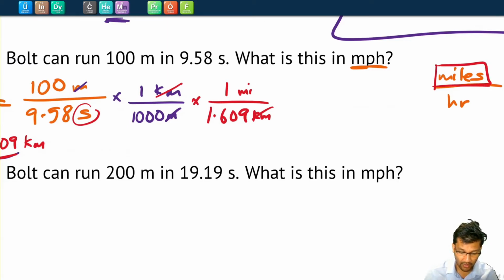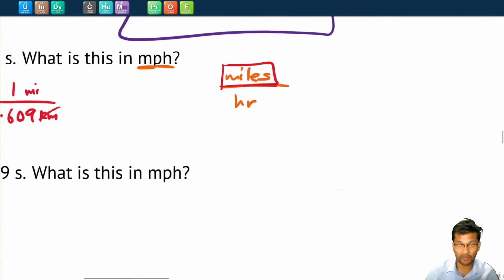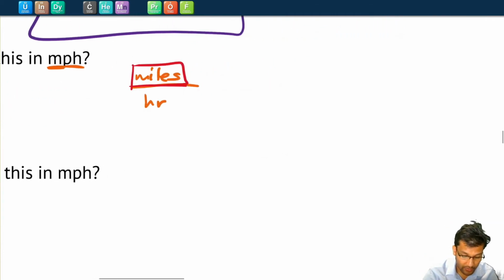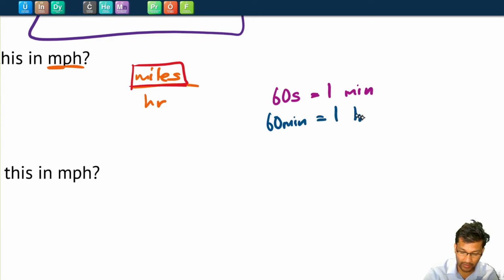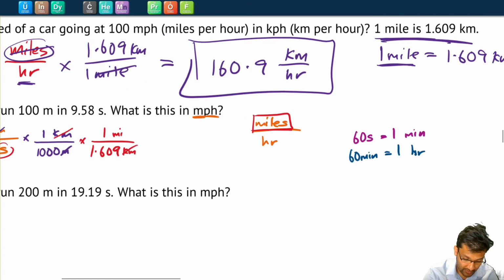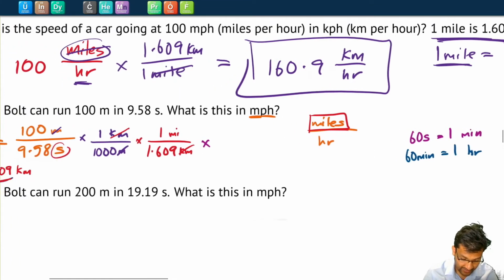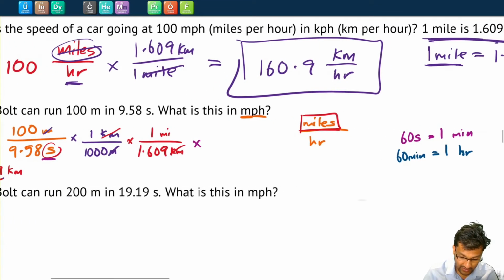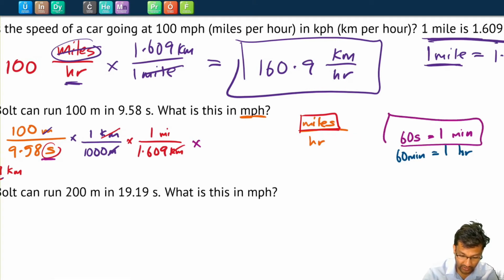What about seconds to hours? You may not know how many seconds there are in an hour, but you may know that there are 60 seconds in 1 minute, and 60 minutes in 1 hour. So we can use those to convert from seconds to minutes. Seconds is in the denominator here, so we need to put it in the numerator. We use this conversion: 60 seconds is the same as 1 minute, so the seconds cancel out nicely. And then we can convert from minutes to hours using this conversion.